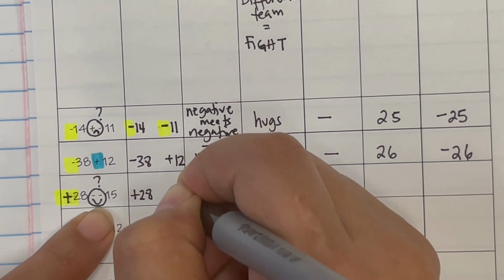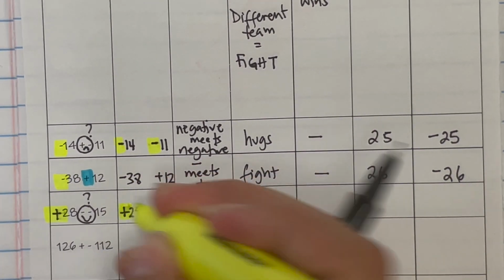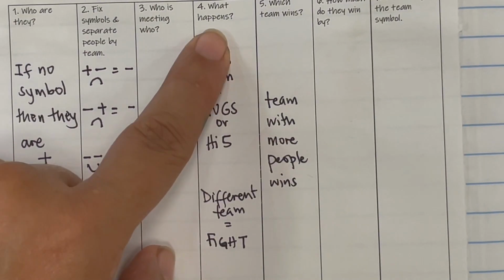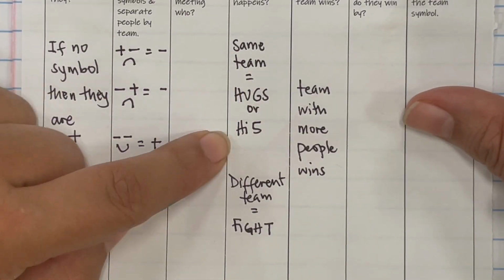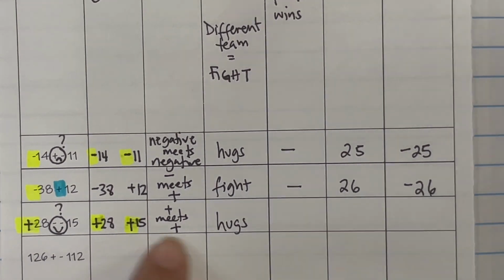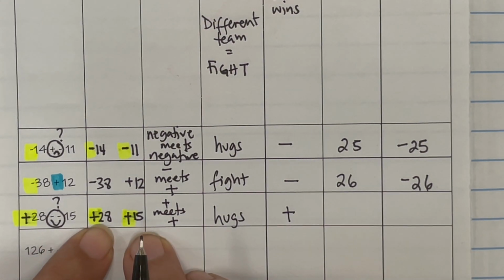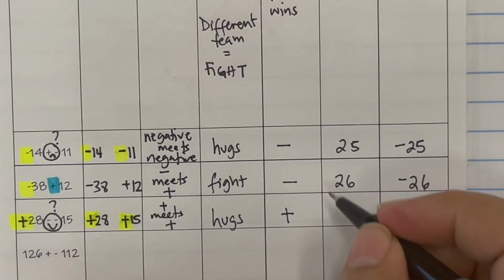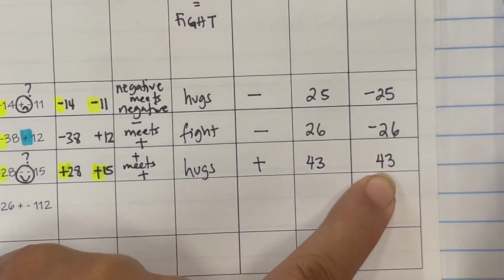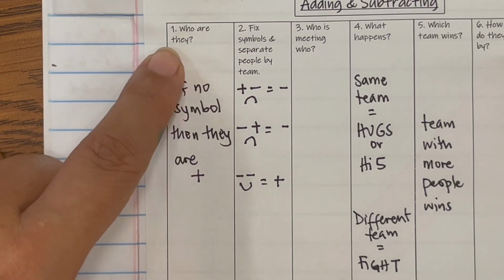So go ahead and write this separately so you can see clearly. What team is meeting who? So it's positives meeting positives. All right, what's going to happen when they meet? Positive meeting positive, same team, they're going to hug or high five. So who's going to win? Well, positive meeting positive is just going to be positive. And now there are more positives. So 28 plus 15, that's going to be 43. And don't forget to put them together. So again, remember, if there's no symbol, it's positive. So we don't really need to write positive 43. All right, let's do another example.